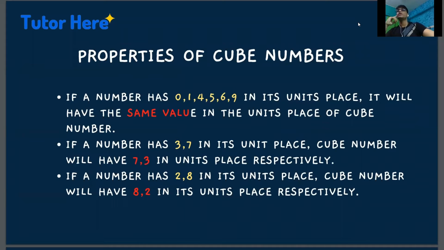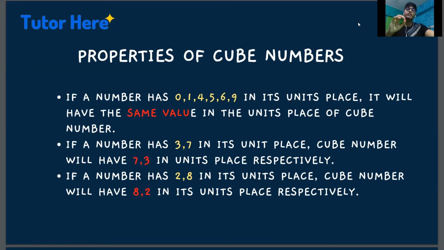Now, the properties of cube numbers. If a number has 0, 1, 4, 5, 6 and 9 in its units place, it will have the same value in the units place of the cube number. If a number has 3, 7 in its units place, the cube number will have 7, 3 in the units place respectively. And similarly, if the number has 2, 8 in the units place, the cube number will have 8, 2 in its units place respectively.